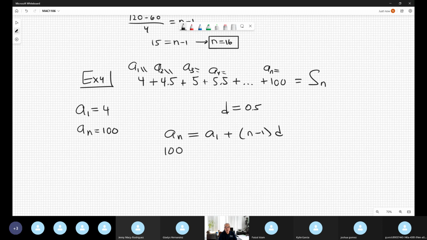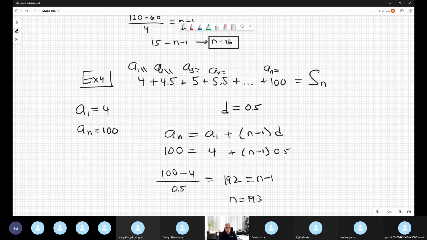You put here 100. You put here 4. A minus 1 multiplication by 0.5. The easy way to isolate this is you put 100 minus 4 divided by 0.5 is equal to 192. I put in the calculator, or divide 100 by 0.5, sorry, is equivalent to multiply by 2, no? 0.5, get the common difference. And this is n minus 1, therefore n is 193.